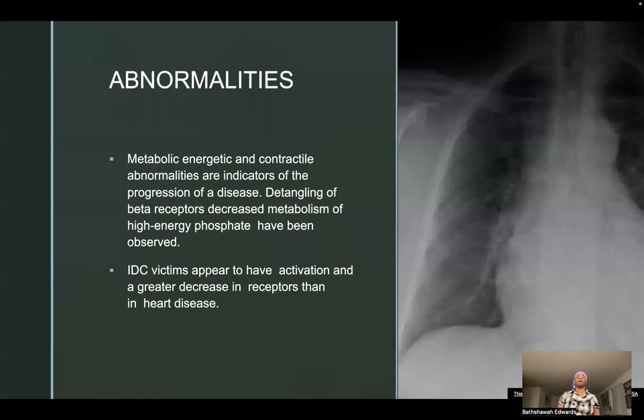Also, here are some of the abnormalities. Metabolic, energetic, and contractile abnormalities are indicators of the progress of the disease. The tangle of the beta receptor cord, decreased metabolism of the high energy phosphate has been observed. IDC victims appear to have activation and a greater decrease in receptors than in heart disease.